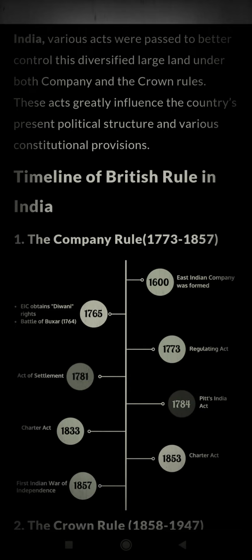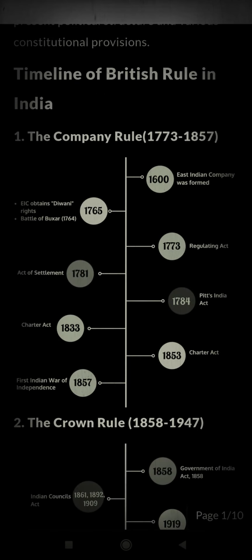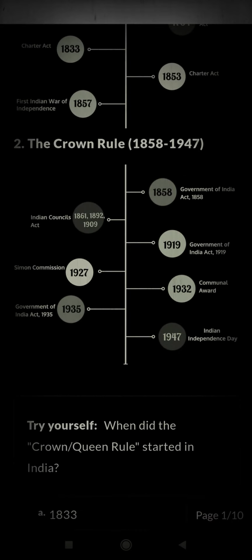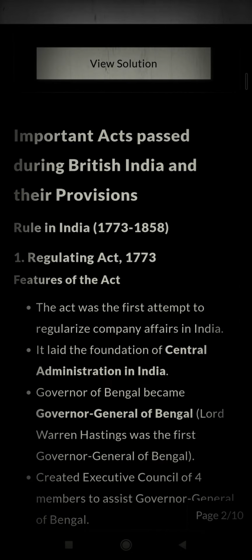Firstly, in 1600 the East India Company was formed. In 1765 the EIC, the East India Company, obtained Diwani rights. Battle of Buxar. 1773 Regulating Act, which we are going to study further. 1781 Act of Settlement. 1784 Pitt's India Act. 1833 Charter Act. 1853 Charter Act. 1857 First War of Independence, meaning Sepoy Mutiny. So let's further read about the Regulating Act of 1773.